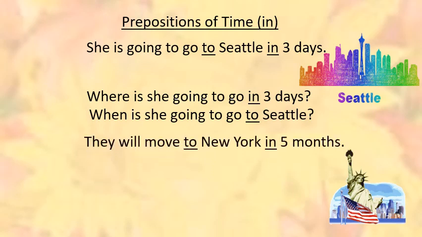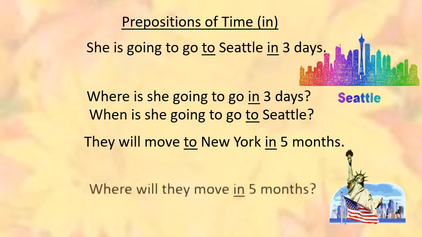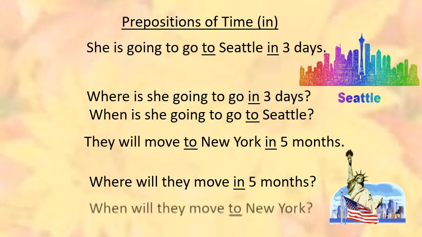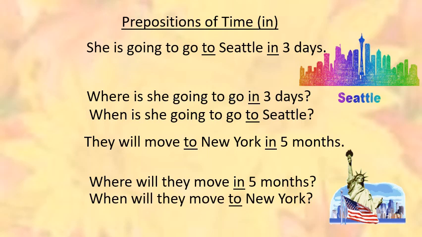They will move to New York in 5 months. Where will they move in 5 months? Preposition of place, to New York. When will they move to New York? Preposition of time, in 5 months.